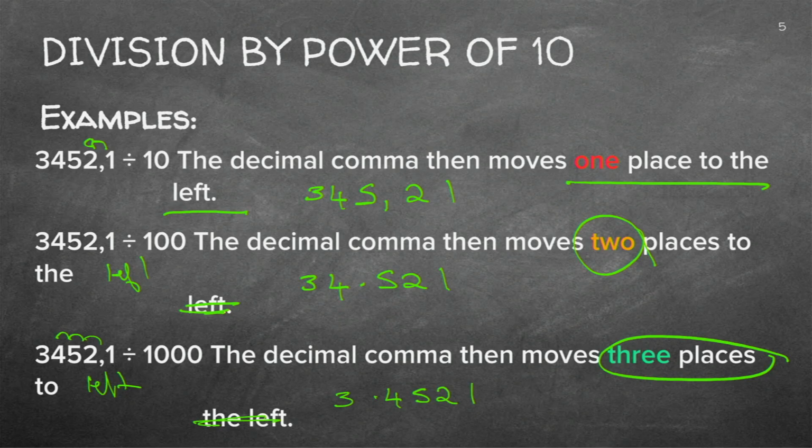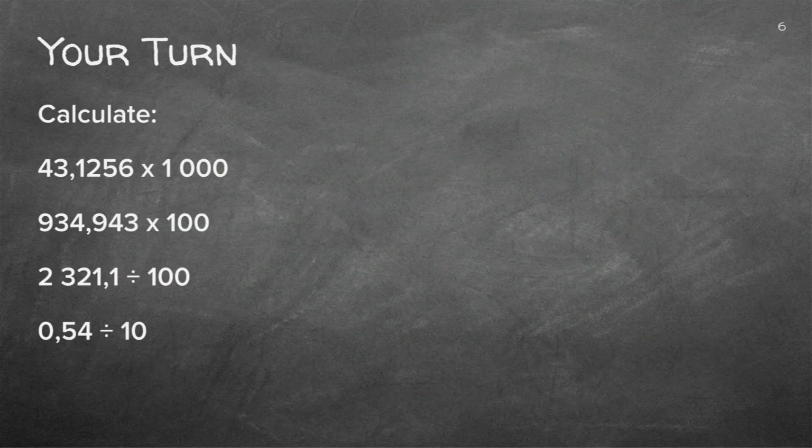Right, so now it's your turn. Now we're going to calculate 431.256 times 1,000, 934.943 times 100, we're going to divide 2321.1 by 100, and 0.54 we're going to divide by 10. Please pause and then we'll meet you on the other side.